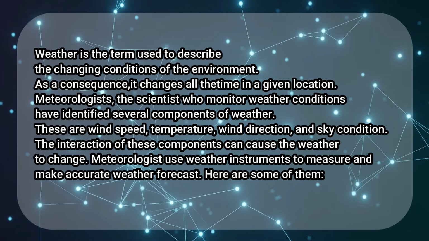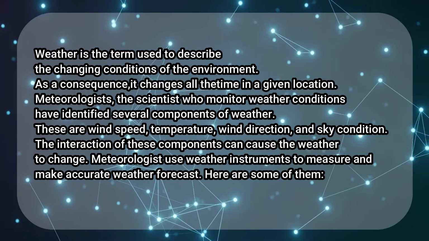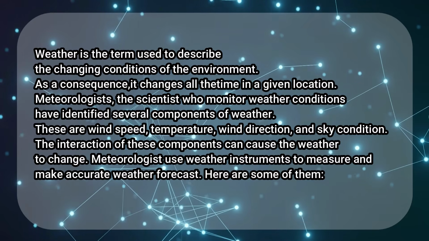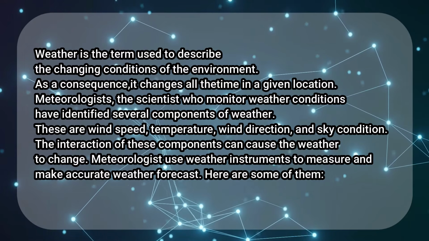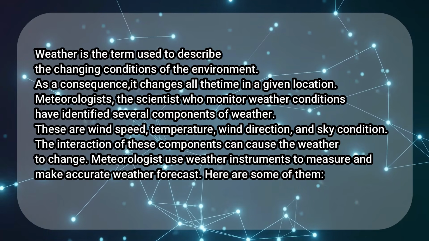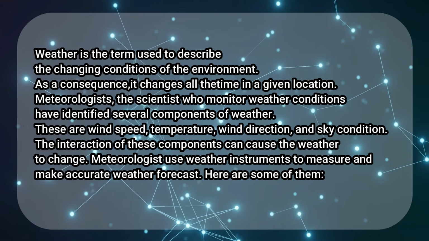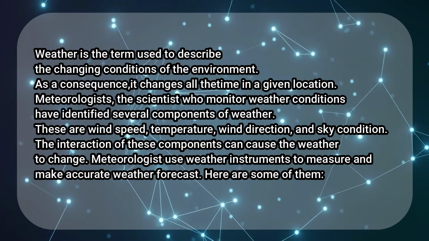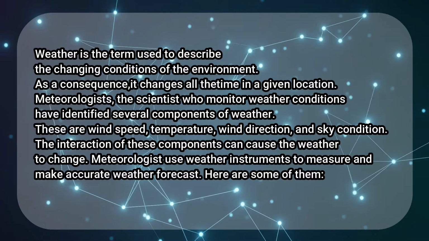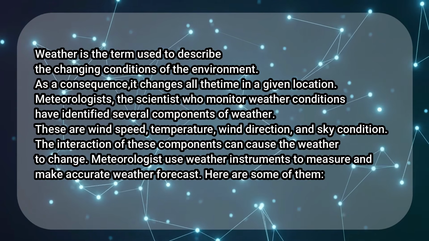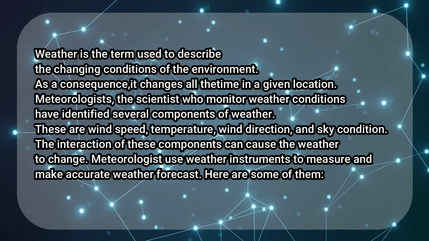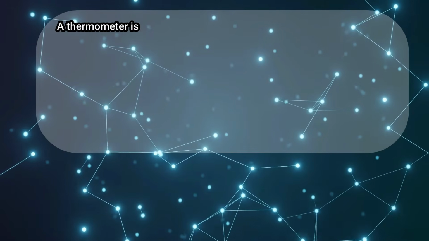These are wind speed, temperature, wind direction, and sky condition. The interaction of these components can cause the weather to change. Meteorologists use weather instruments to measure and make accurate weather forecasts. Here are some of them.